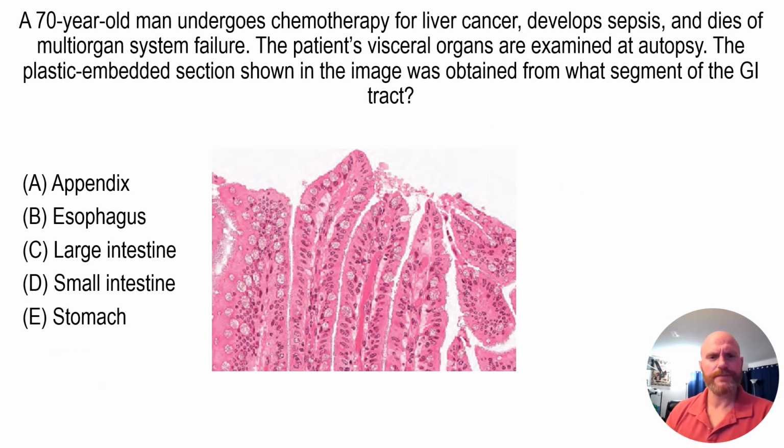In this first question, we're looking at a histology tissue sample that was taken from a man who recently died of cancer, and we're asked to identify what part of the GI tract that tissue sample was taken from. In order to do that, we're going to identify what's there and what's not there in the image. So let's start first with what's there.